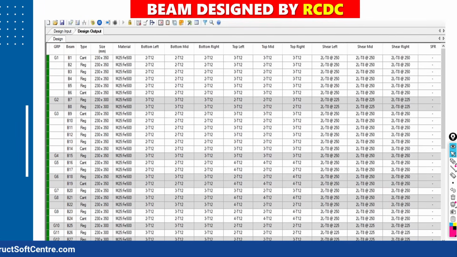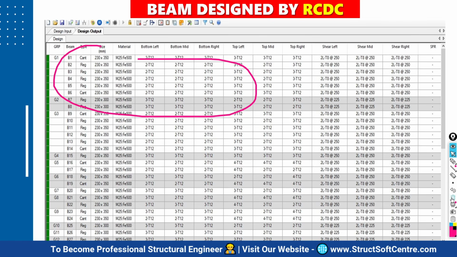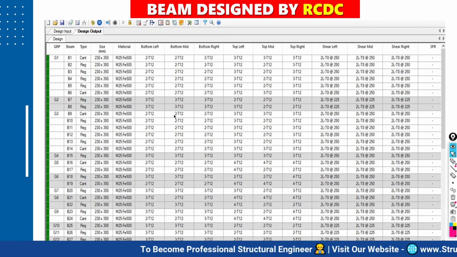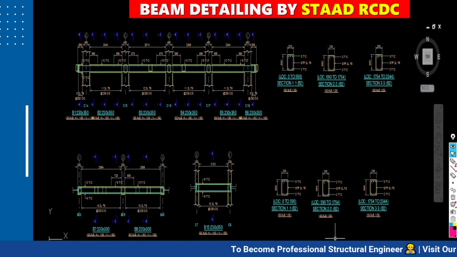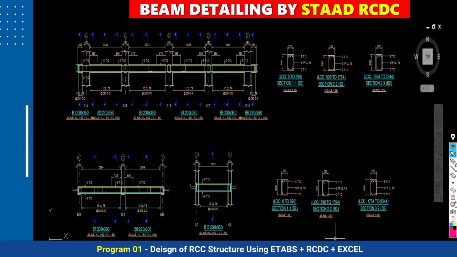See, in a single click it is now giving the complete schedule for your beam, in just a single click, in minutes. Try to understand. And second, if you are going to see the detailing, in a single click, in a few minutes or few seconds, it is going to prepare the detailing for the beam. Not for one beam on one floor; there will be multiple beams on one floor, you know very well.